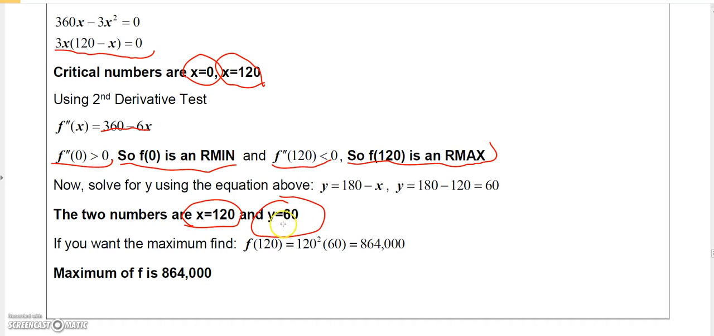Now I didn't really ask you to find the maximum value, but if you want to, remember the formula was x squared times y. So just multiply 120 squared by y, and that will give you the maximum value. But x equal to 120 and y equal to 60 were the numbers that I had asked for.